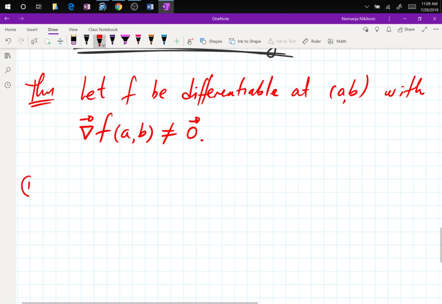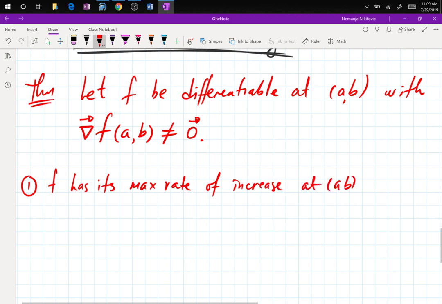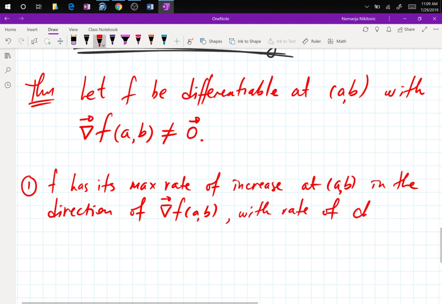Number 1. f has its max rate of increase at (a, b) in the direction of the gradient at (a, b), with the rate of change in this direction being the absolute value of del f, which is the magnitude of the vector.